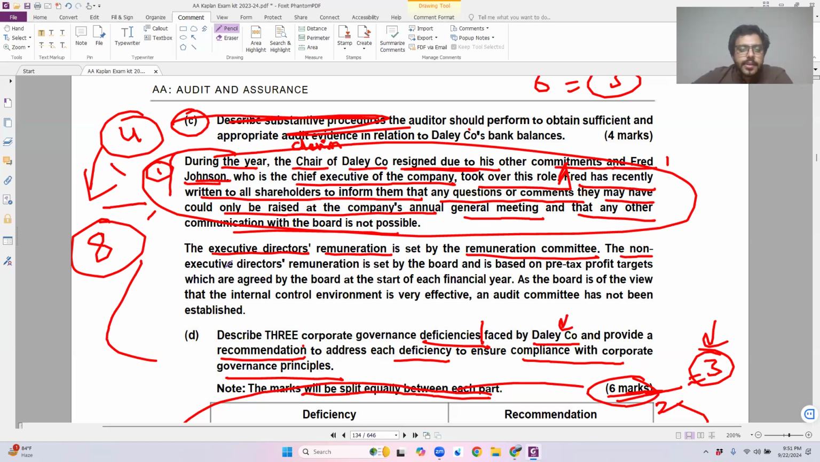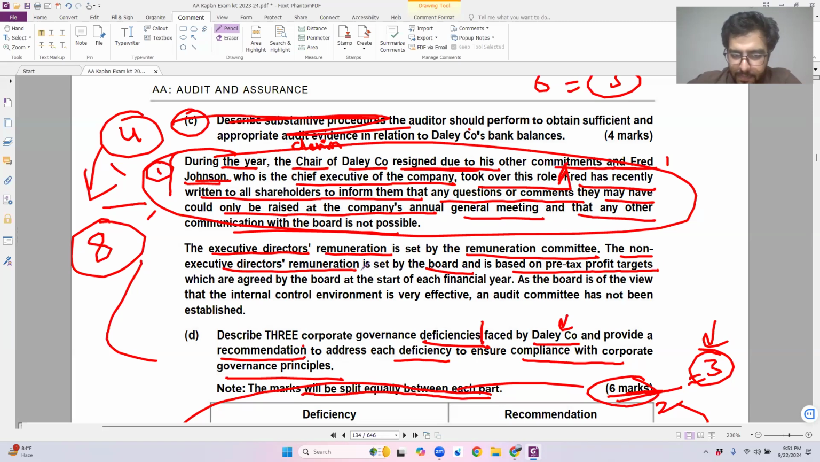The non-executive directors' remuneration is set by the board and is based upon pre-tax profit targets. Oh my God. So basically, every single student here is going to say yes, that's wrong. What part is wrong? That is my question. What part is being done wrong here? The non-executive directors are setting their own remuneration, and also their remuneration is based upon pre-tax profit targets.